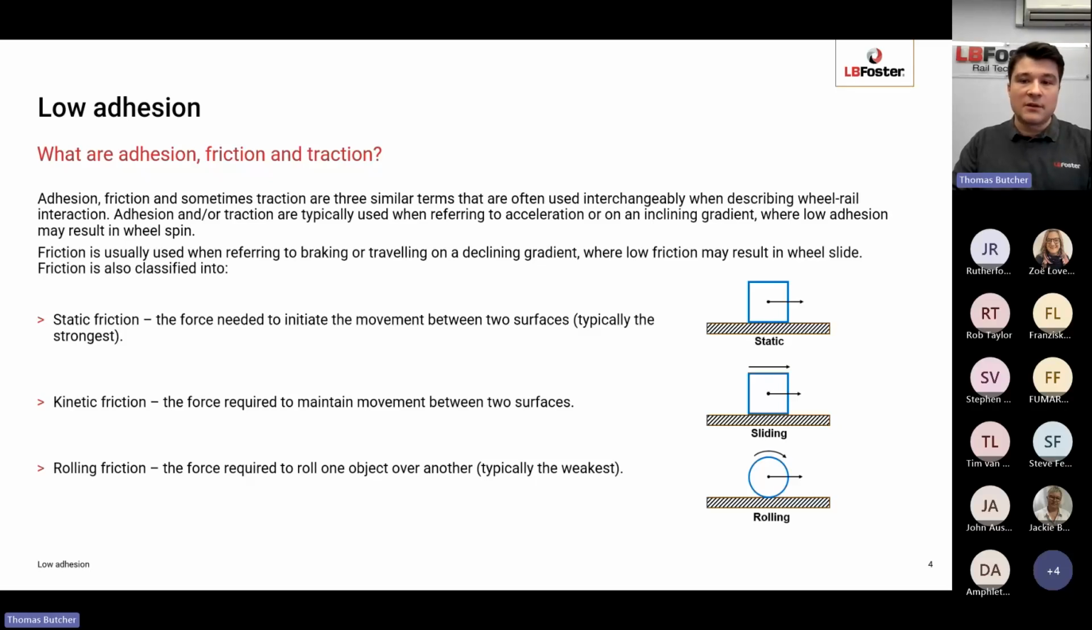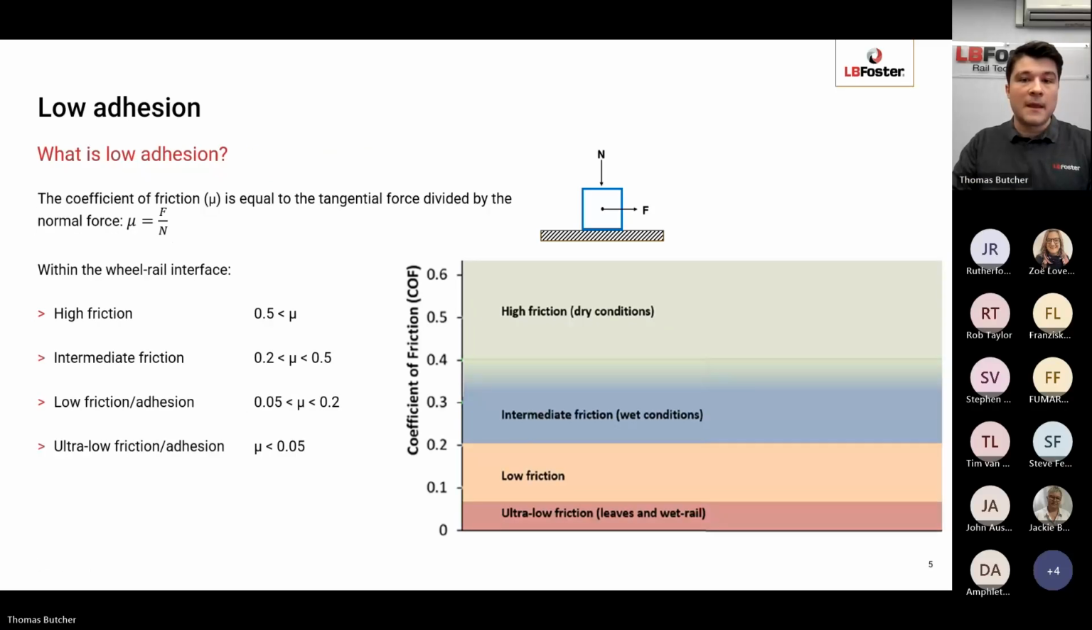If the solid bodies are in contact, the static friction force is equal to the tangential force required to initiate sliding. The kinetic friction force is the tangential force required to maintain sliding and is generally lower than static friction. The rolling friction is the force required to maintain rolling. So the friction coefficient is calculated by dividing the force used to initiate or maintain motion by the normal force.